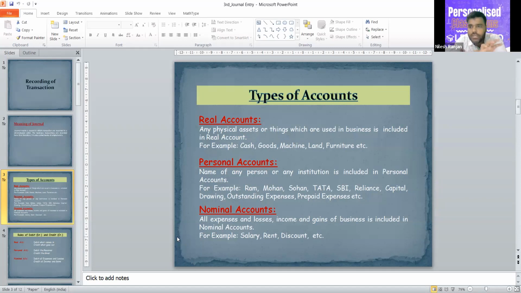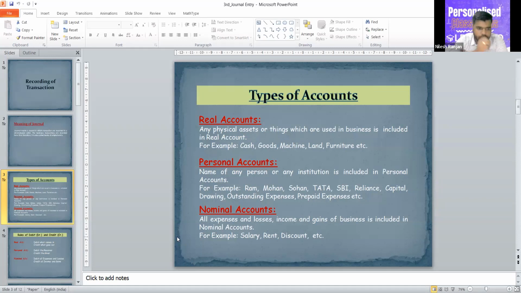Actually, there is no actual existence of these items. We put a name, a label, on a real account, and then it is called nominal account. Like when we are paying rent to someone, we are not giving rent, actually we are giving cash to him, but we say that we are giving rent. So these types of transactions where we put a name on a real account are called nominal.